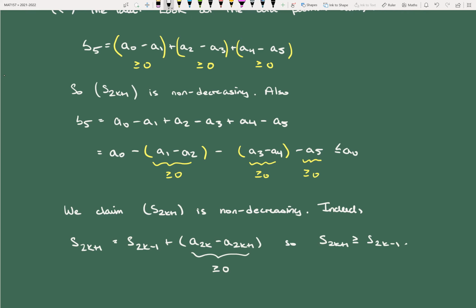Oops. Oh, why did all of my computers just turn off? Okay. So that's that line I wrote above.